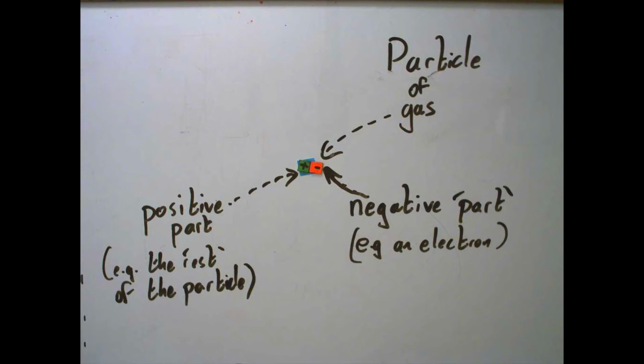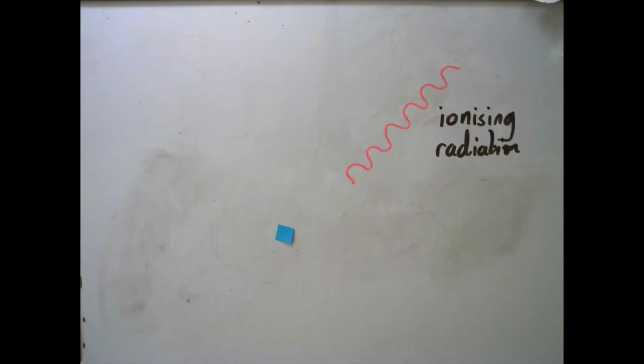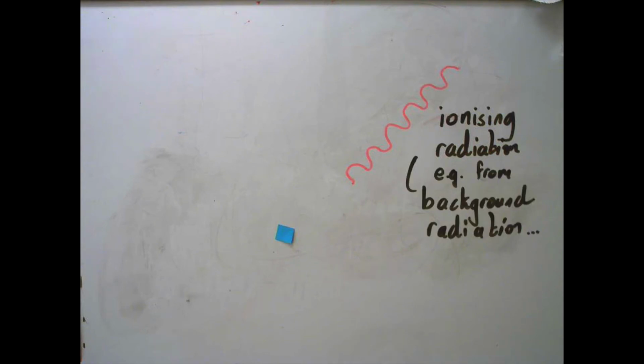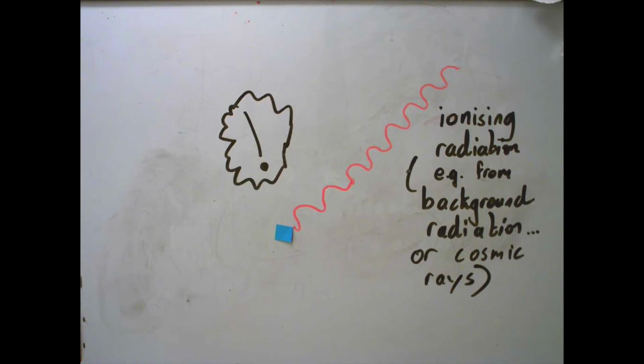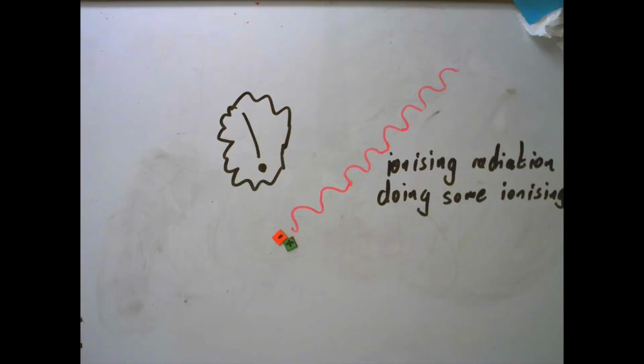So you can think of a particle of gas as being made up of a positive and a negative part, which most of the time are stuck together, but they can sometimes get separated if they're hit by a bit of ionizing radiation, for example from background radiation or from cosmic rays. What this can do is hit the particle of gas and ionize it, separating it into a positive and a negative ion.